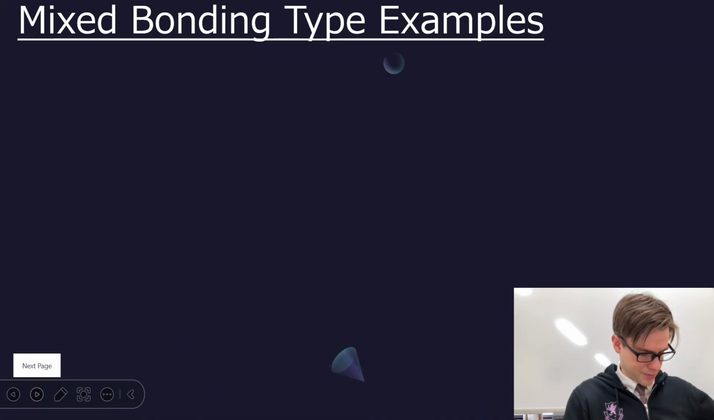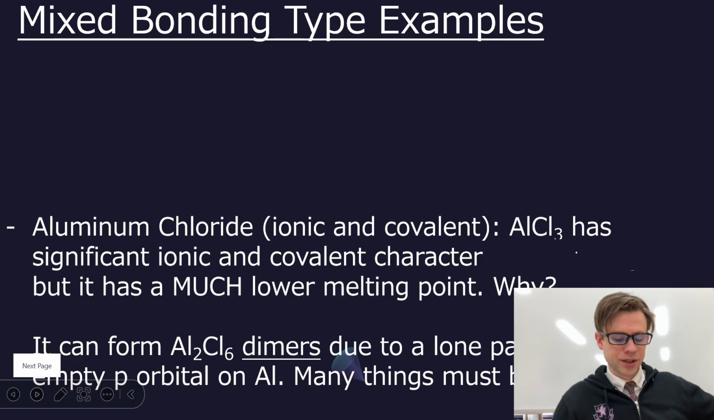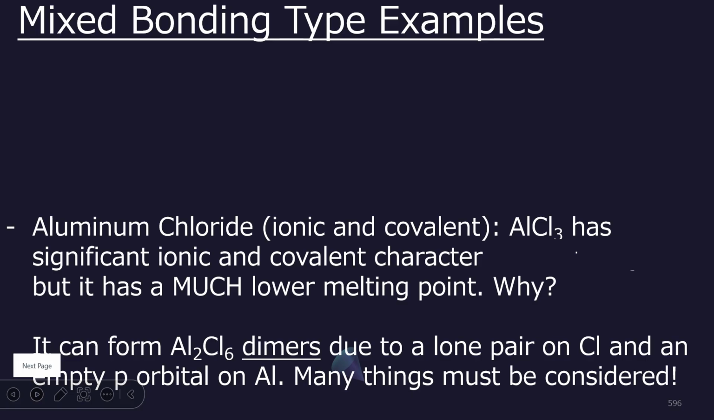Okay, let's move on. Aluminum chloride, however, AlCl3, it has significant ionic and covalent character, but it has a much lower melting point. I showed it on one of my previous slides. Why is that? It can form dimers, Al2Cl6. This is two AlCl3 units stuck together. Instead of forming an expansive crystal that extends in all directions, they just stick together in groups of two, and then as a kind of molecule, the material properties are determined from intermolecular forces like London and whatever else.